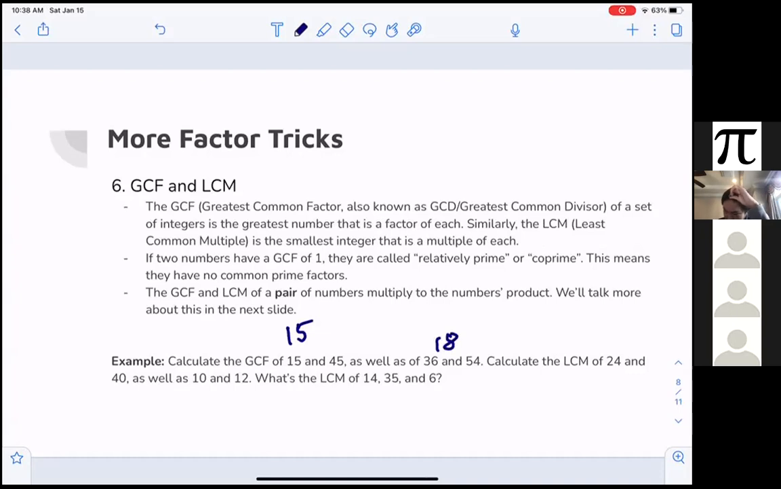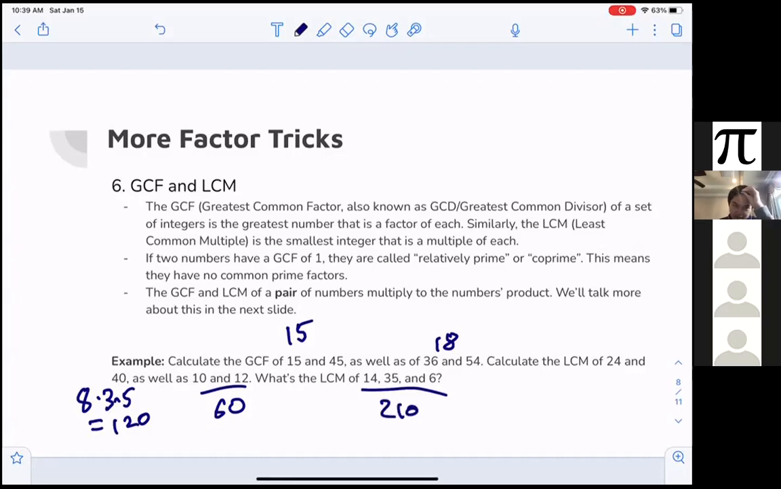LCM of 24 and 40: 8 times what? 8 times 3, 8 times 5. So it'd be 8 times 3 times 5, which is 120. 10 and 12, this would be 60. 14, 35, and 6: 2 times 7, 5 times 7, 2 times 3. So 2 times 3 times 5 times 7 would be 210.